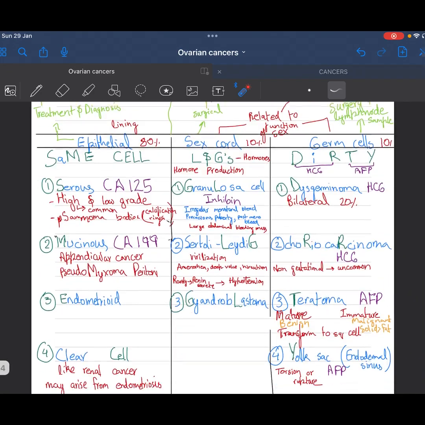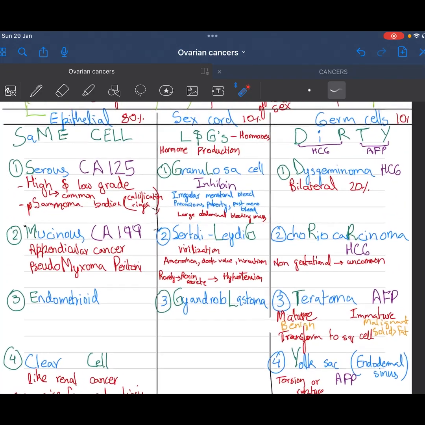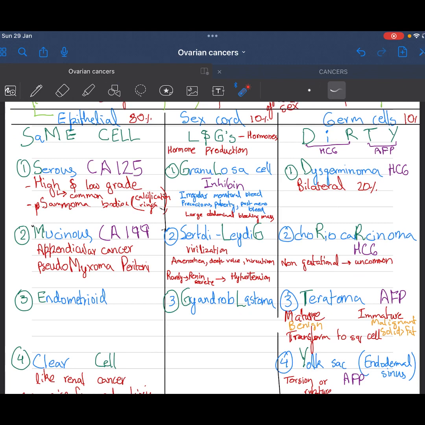Next we will talk about the types of ovarian cancer. There are three types: epithelial, sex cord, and germ cells. For epithelial, the mnemonic is SAME cell. Epithelial cells are the same cells we read about everywhere in the body. S stands for serous, M stands for mucinous, E stands for endometrioid, and cell stands for clear cell.